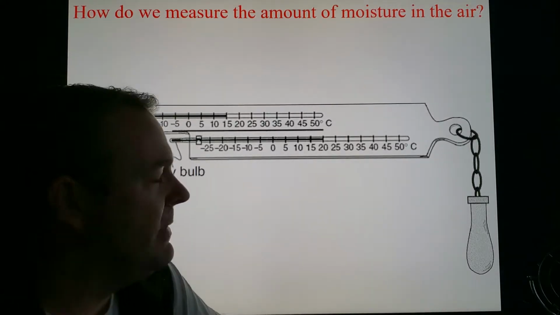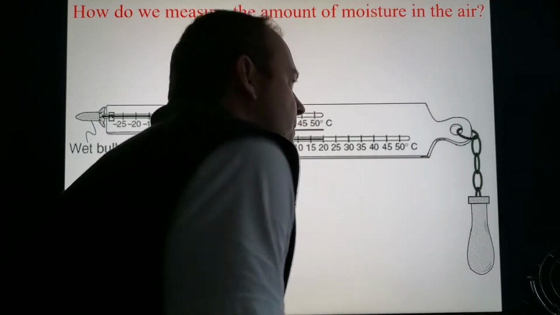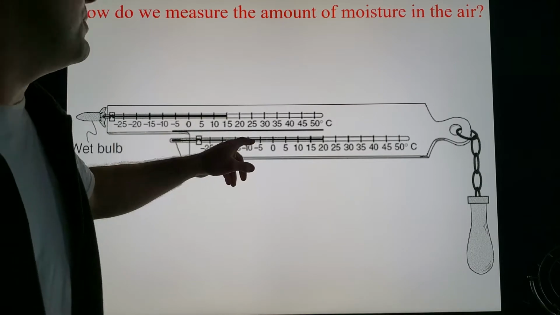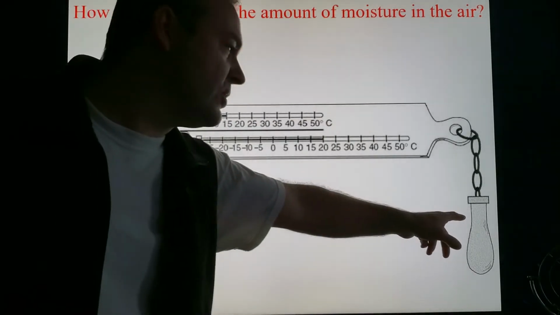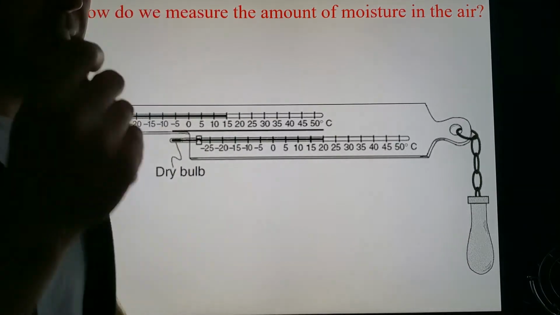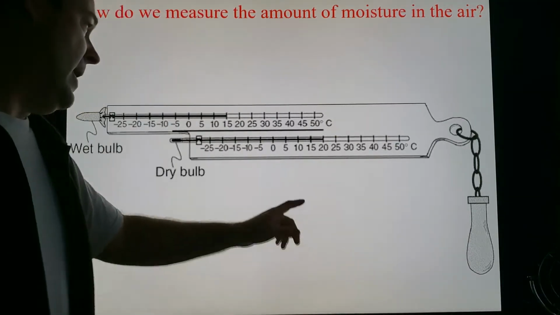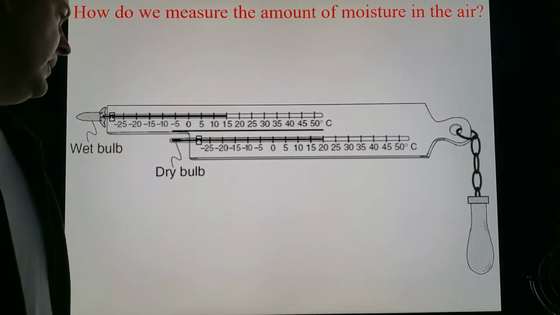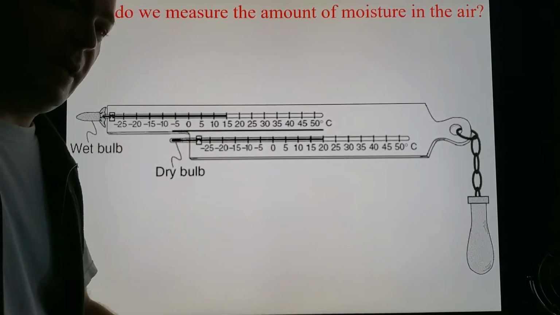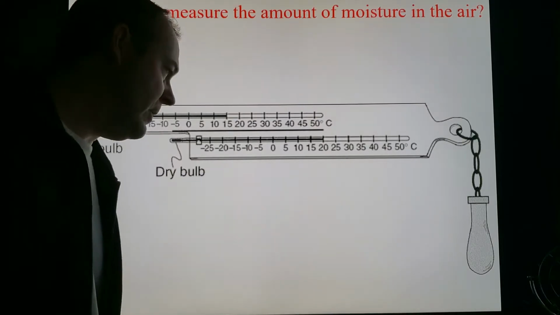This instrument behind me is called a sling psychrometer. And if you take a look, it's basically just two thermometers attached to this piece that swings around on a chain. You literally just swing it in the air outside. And there's one thermometer that has a little wet sock on it. They call that a wet bulb. And the other is just a plain dry thermometer. They call that a dry bulb.